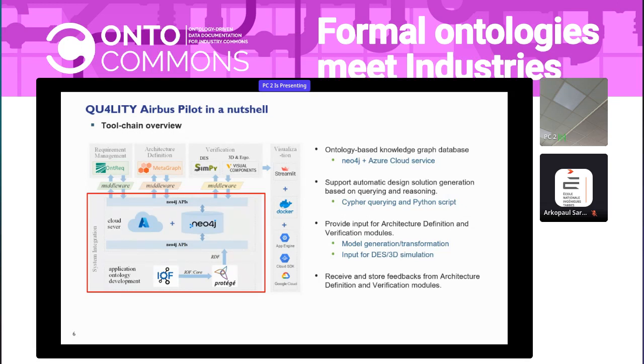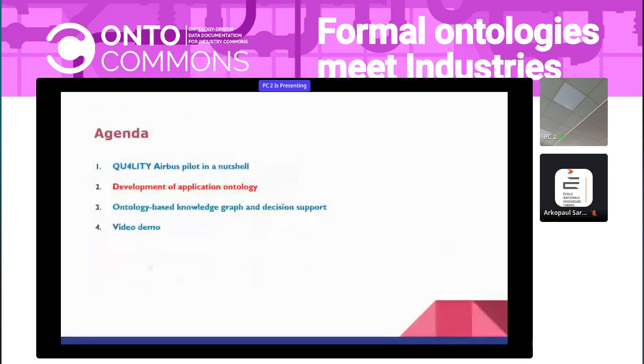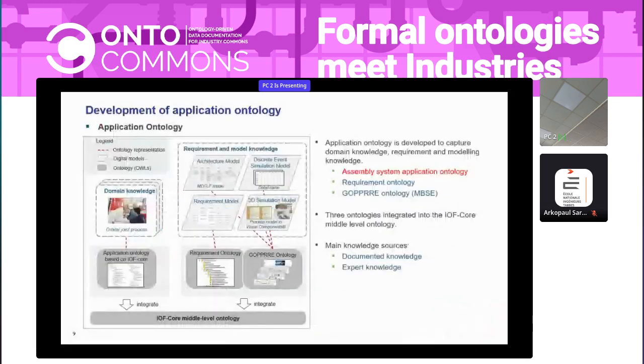We had Metagraph used for the architecture models, and SimFi and visual components for the different simulations, so discrete event simulations and 3D simulations that we're supporting. And for the system integration, we use Neo4j for this demonstration, and a cloud server to publish an API so that the middleware can call these APIs. And I think that's it. So we can jump into the application approach.